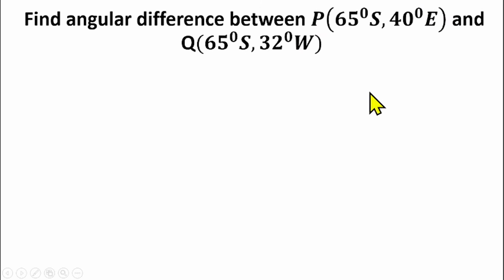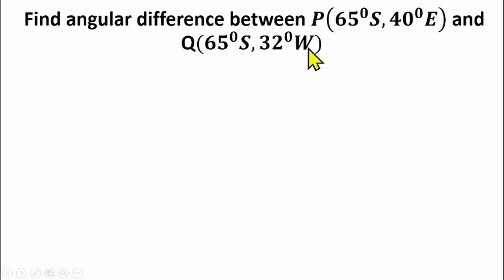Now I believe you know the answer. What they have in common is that they are on the same latitude, which is 65 degrees south. So we don't need that to find the angular distance. What we need is the angle they have differently, which is this 40 degrees east and the 32 degrees west. So they are on different longitudes. That's what we need to find the angular difference.